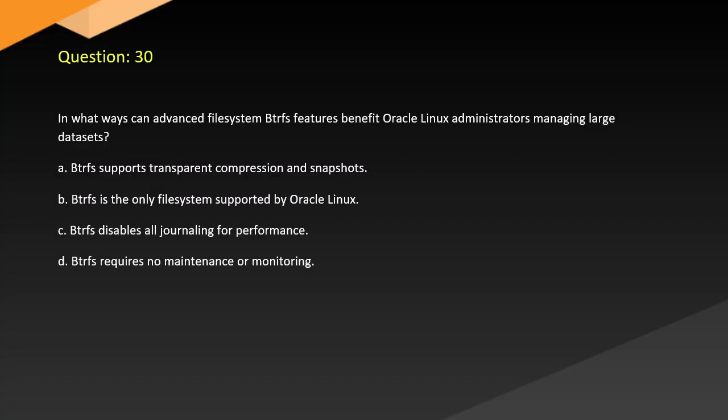Question 30. In what ways can advanced file system Btrfs features benefit Oracle Linux administrators managing large datasets? A. Btrfs supports transparent compression and snapshots. B. Btrfs is the only file system supported by Oracle Linux. C. Btrfs disables all journaling for performance. D. Btrfs requires no maintenance or monitoring.